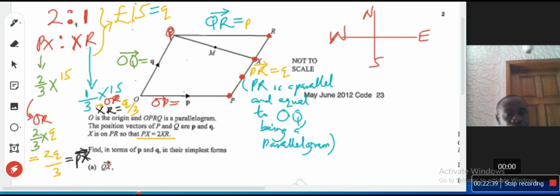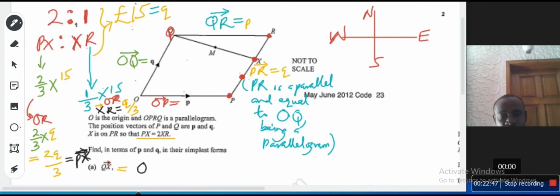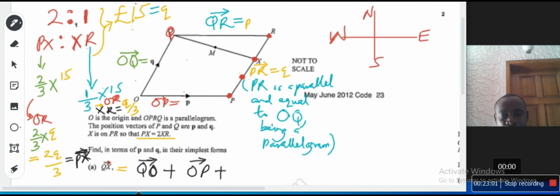So we go from Q to O. Let me write it down now. So this is how we move. We go from Q to O, then from O to P, and from P to X. So tell me, what is Q to O?